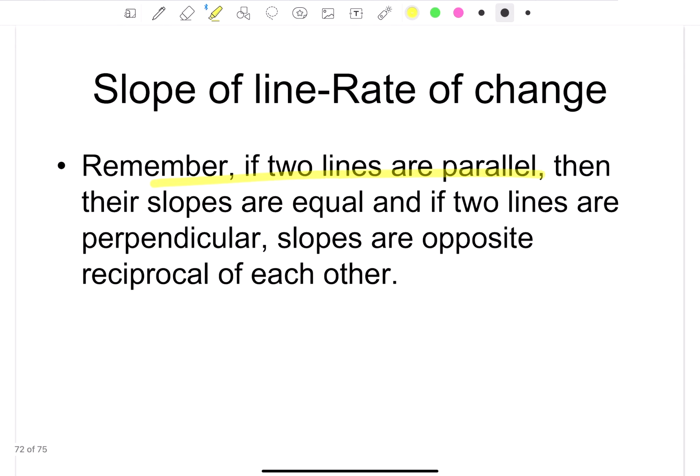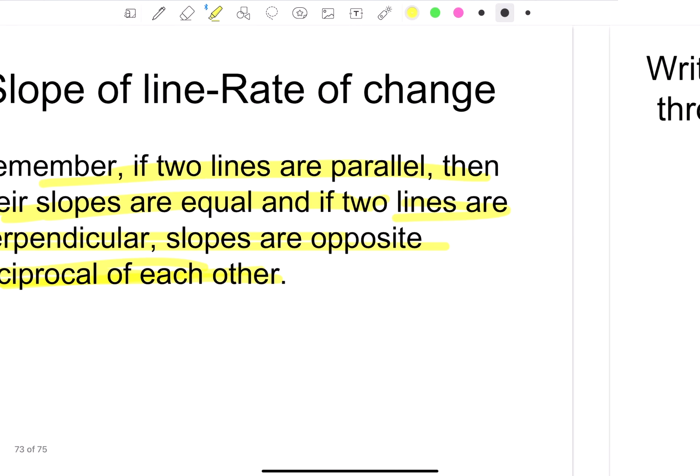The vertical line would have the slope undefined, and the horizontal line would have the slope 0. When two lines are parallel, their slopes are exactly equal to each other. And if two lines are perpendicular, slopes are opposite reciprocals of each other. So for the next two examples, we're going to be using this information.